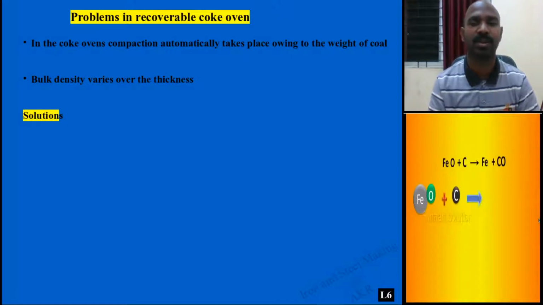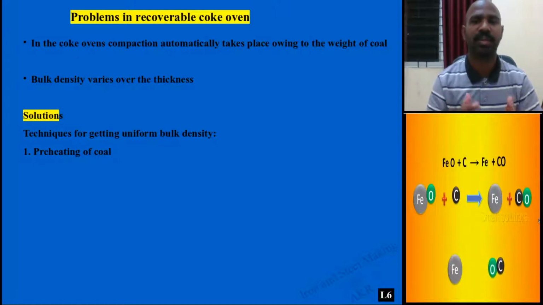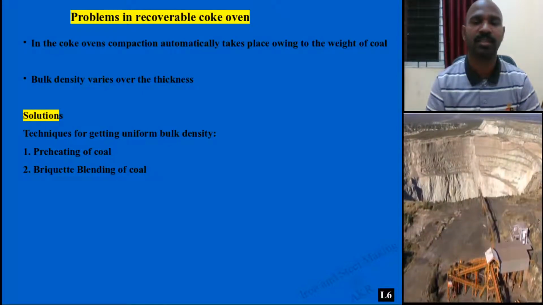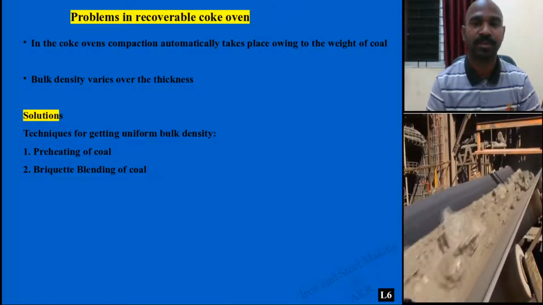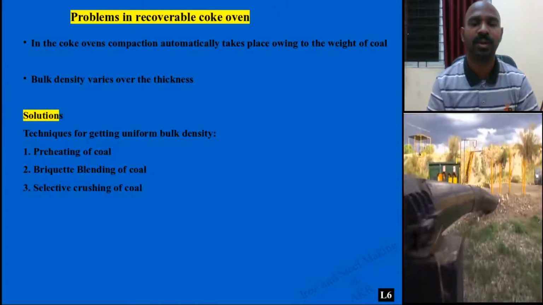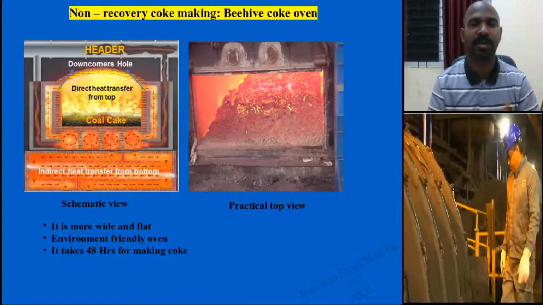Now in that situation, what are the solutions to overcome this problem? The solutions exist. You preheat it and form a briquette, mixing with a binder, initially the coal at the cold stage, and selectively crush fine size and coarse size. These are the solutions for this problem.